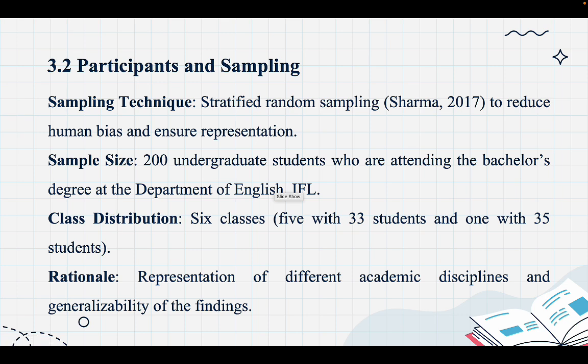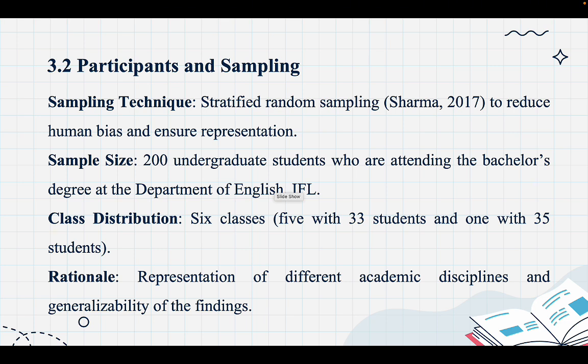With the sampling technique in our research, we use stratified random sampling in order to reduce human bias and ensure representation. And for the sample size, we are going to choose 200 undergraduate students who are attending their bachelor's degree at the Department of English at Harvard. Which means we choose students from G1, G2, G3, and G4.